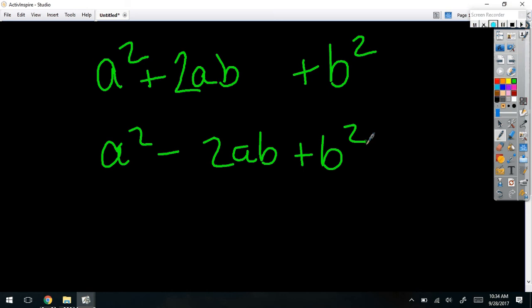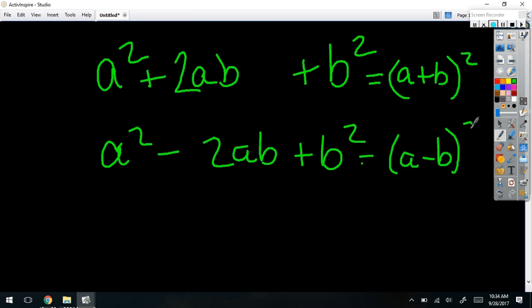Now, the square roots of the ends: take the square root and multiply them and double them. What is the sign? It could be either one of these. This is a plus b squared. This is a minus b squared. So literally, we act like there's nothing in the middle. Well, it's the same.